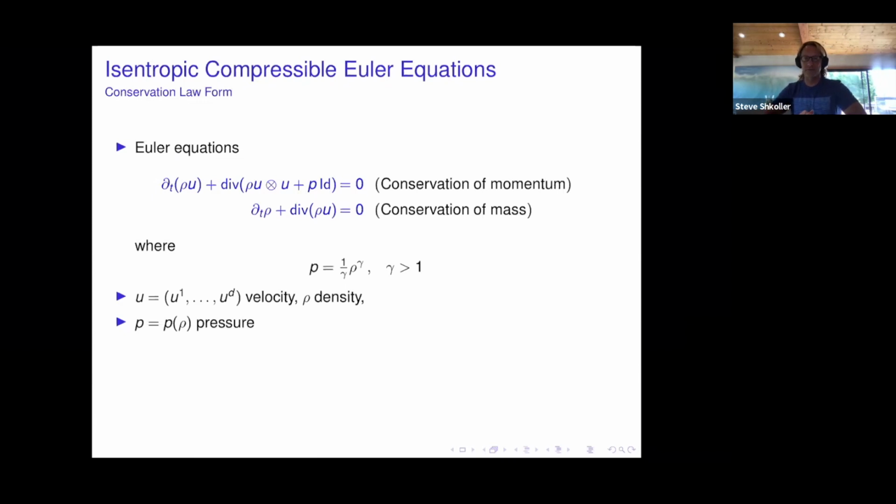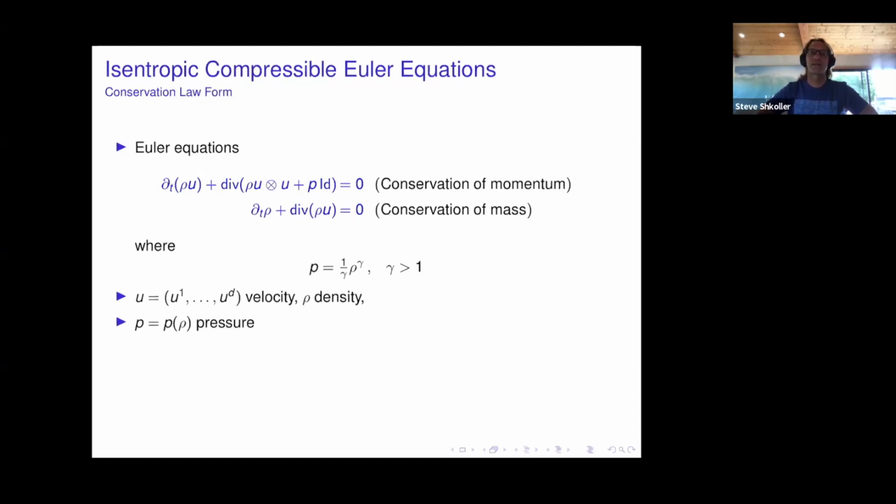Okay, what are the Euler equations? I'm sure all of you have seen this before. They're a system of conservation laws. You often see this written in what's called conservation law form. The first equation is conservation of momentum. U here is the velocity field. For us, it'll have 2 components, U1 and U2. Rho is the density, which we'll assume to be strictly positive. You can think of it as being roughly around 1. And P is the pressure.